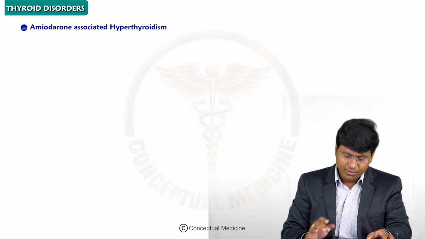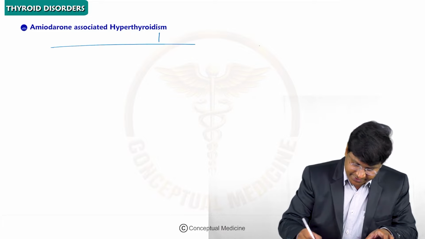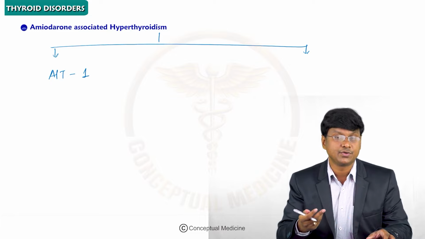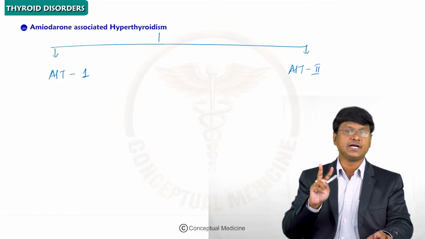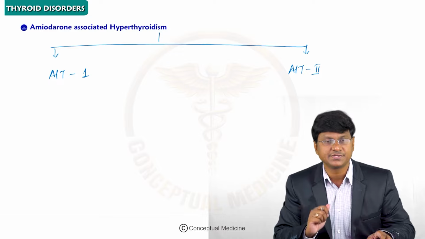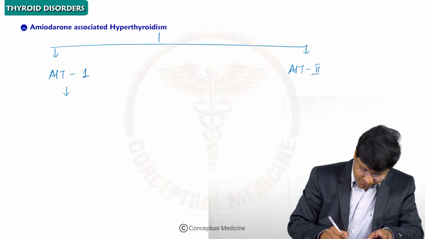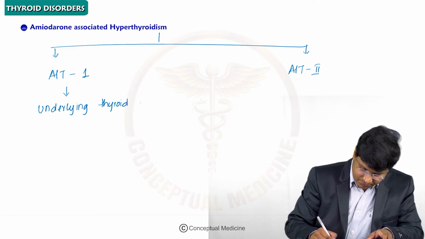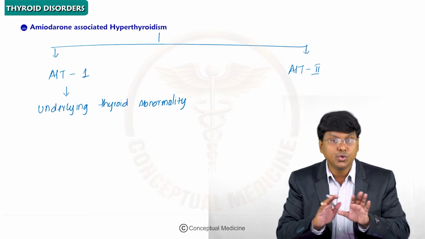Now, amiodarone can also cause hyperthyroidism. Amiodarone-induced hyperthyroidism is of two types: amiodarone-induced thyrotoxicosis type 1 (AIT1) and amiodarone-induced thyrotoxicosis type 2. These are the two types of amiodarone-induced thyrotoxicosis. Now, let me explain the differences. Amiodarone-induced thyrotoxicosis type 1 is associated with an underlying thyroid abnormality, whereas amiodarone-induced thyrotoxicosis type 2 occurs in individuals with no intrinsic thyroid abnormality.